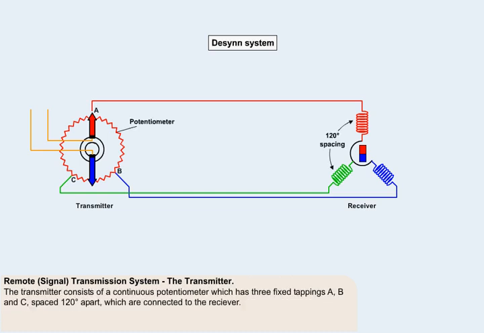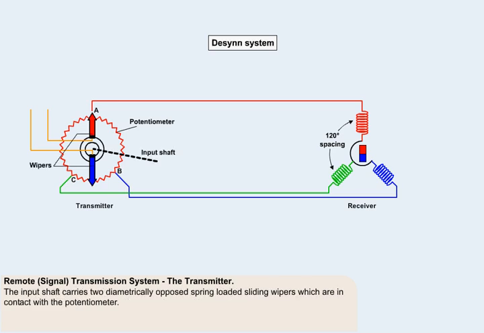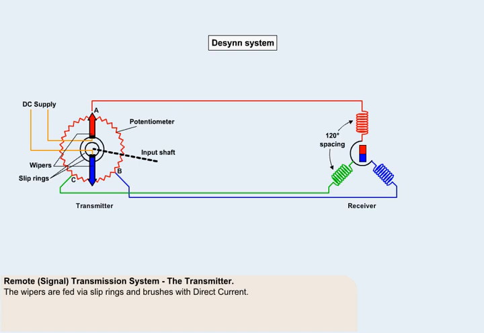The transmitter consists of a continuous resistance ring or potentiometer which has three fixed tappings, A, B and C, spaced 120 degrees apart, which are connected to the receiver. The input shaft carries two diametrically opposed spring-loaded sliding contacts, or wipers, which are in contact with the potentiometer. The wipers are fed via slip rings and brushes with direct current.